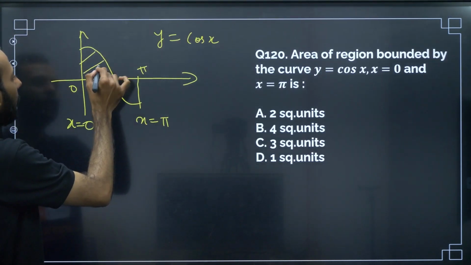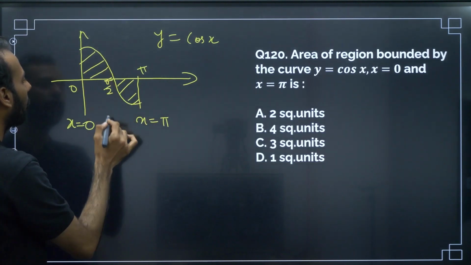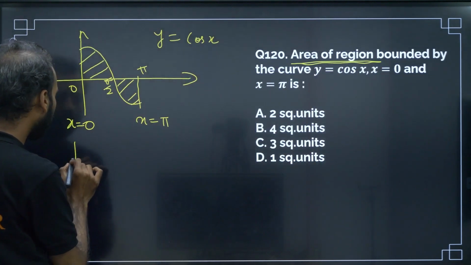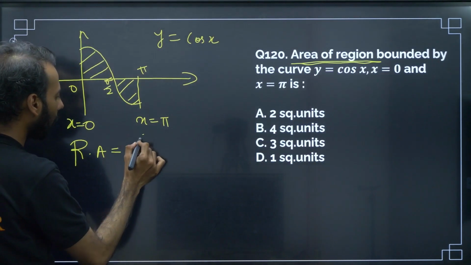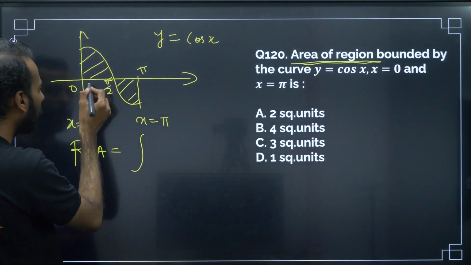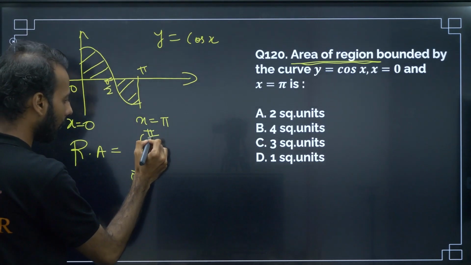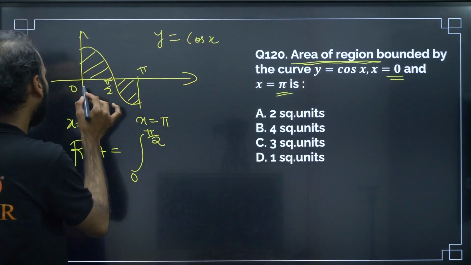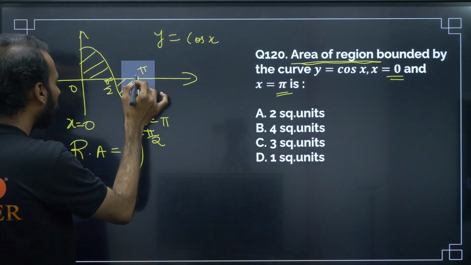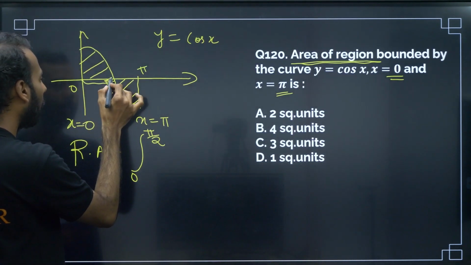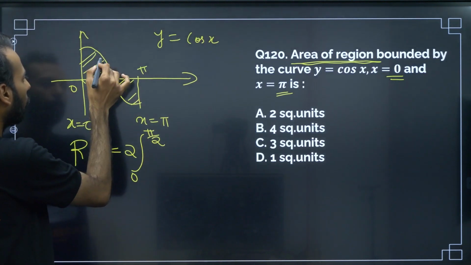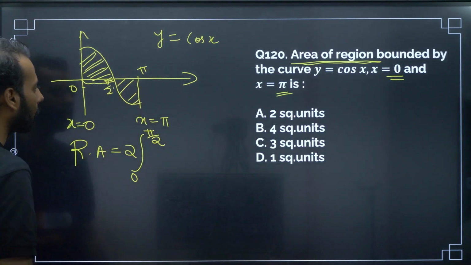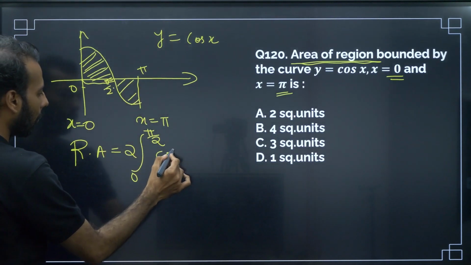Now this graph is symmetric about this, so they both are of equal area. Area of the region, they're talking about area of the region, so required area is equal to what I will do, I will integrate in the sense summation from 0 to pi by 2. See here, although they are asking from 0 to pi, they are asking area from this to this, but what I'll do, I'll take 0 to pi by 2 and then write 2 multiply, because they both are equal area. So that's why I will calculate only this area and then I will multiply by 2, we will get the required answer. Now 0 to pi by 2 cos x dx.